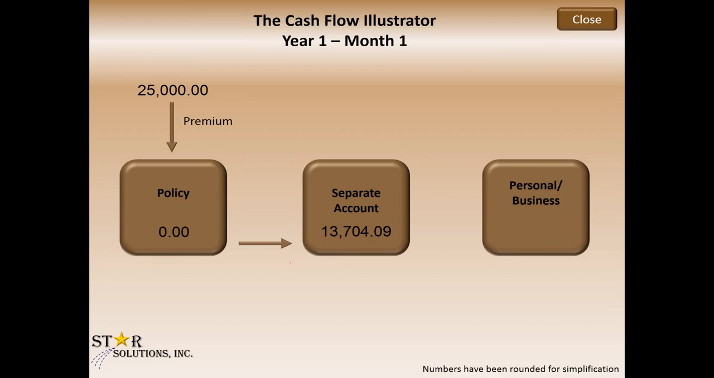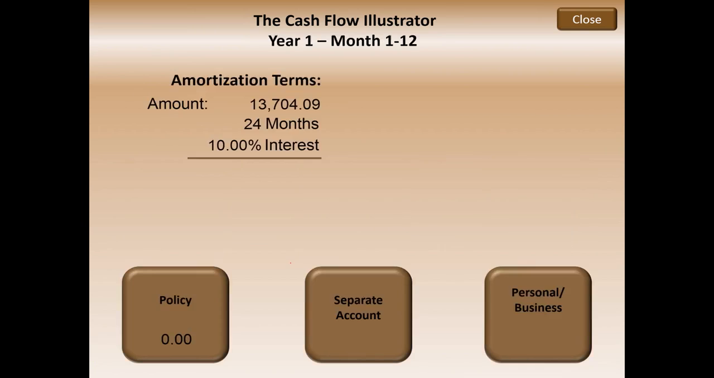But this shows the 13,000 going from the policy to the separate checking account, and then from the separate checking account to the personal and business account, and then we make our purchase from there, and then we set up the repayment plan. Okay, so now we go to the next step. It shows the amount, the number of months, the interest rate, and shows what our monthly payment is on this.